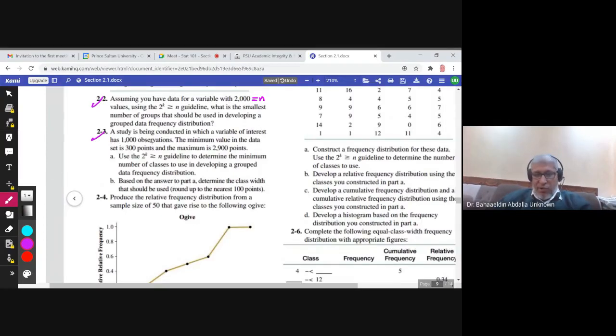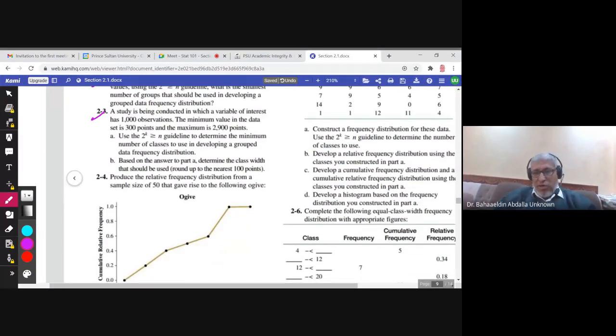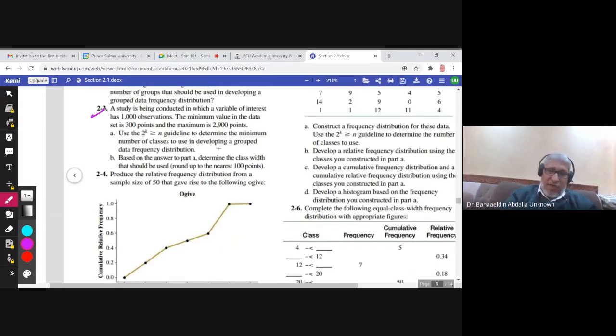This is again small n. The minimum value in the data set is 300 and the maximum is 2900. Okay, so we have the maximum and the minimum. Part A, use this formula or guideline to determine the minimum number of classes. Okay, the number of classes again.